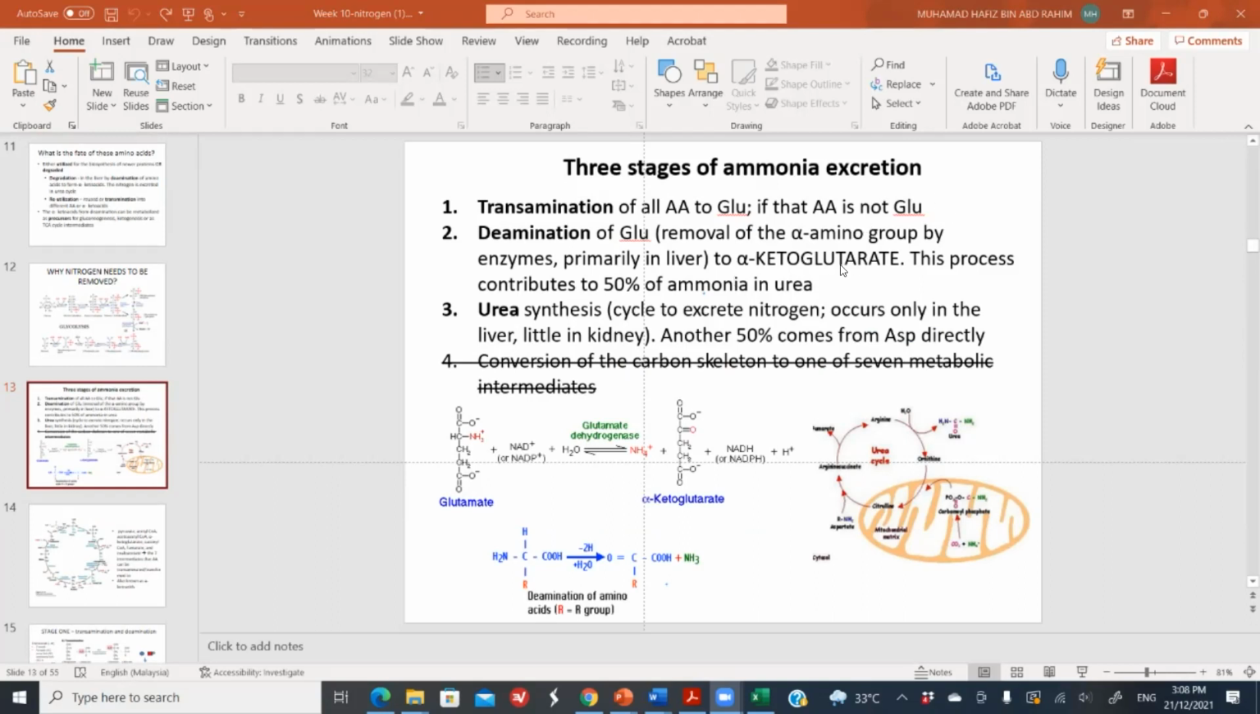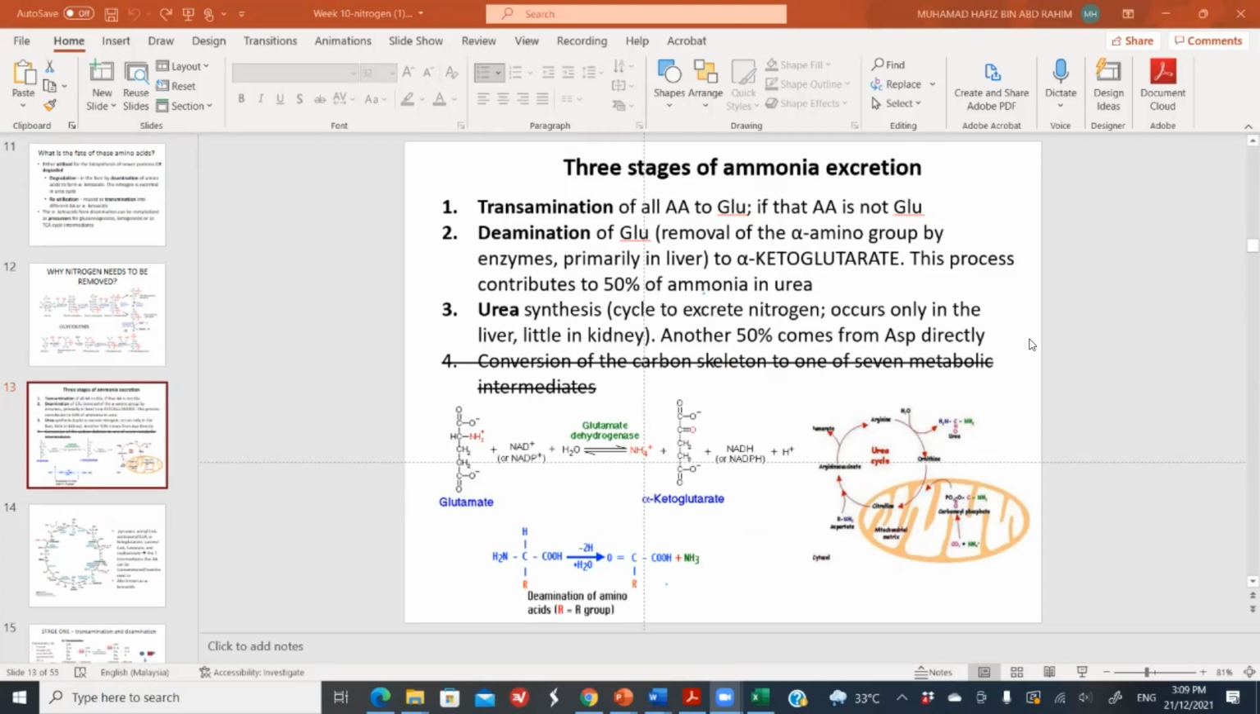Okay, siapa yang tak pernah belajar nitrogen metabolism before? Did you guys ever learn before? Ke ni first time dengar? First time. First time so kena detail sikit lah. Okay, so this is important kalau saya tanya exam, saya lupa ni lah.